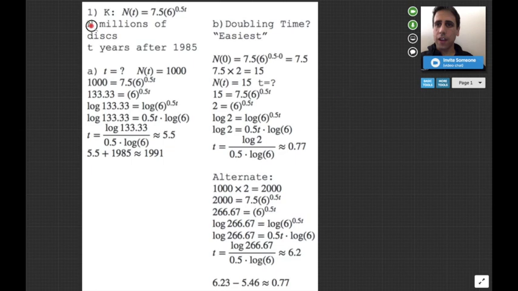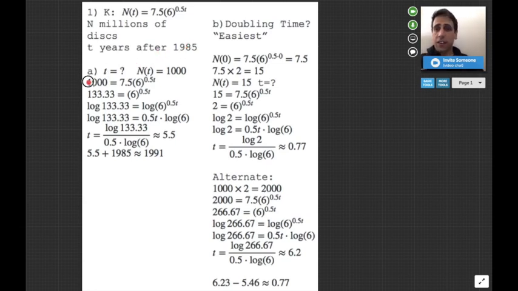Problem number 1 gives you this formula for millions of compact discs being sold in years after 1985. Well, you and I both know that comically, this trend didn't completely continue. In fact, compact discs are almost dead. No one's buying them at all. It's not exponentially growing. You're going to see how old this textbook really is.